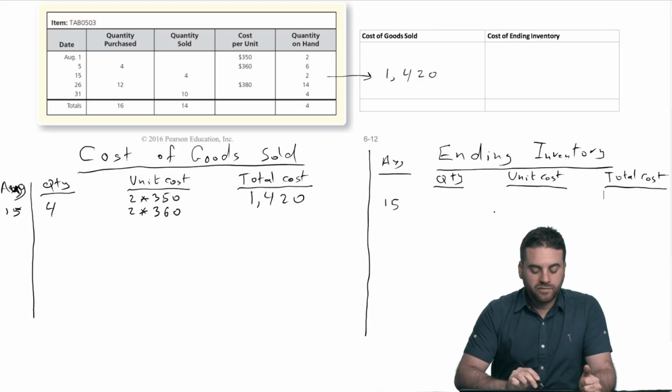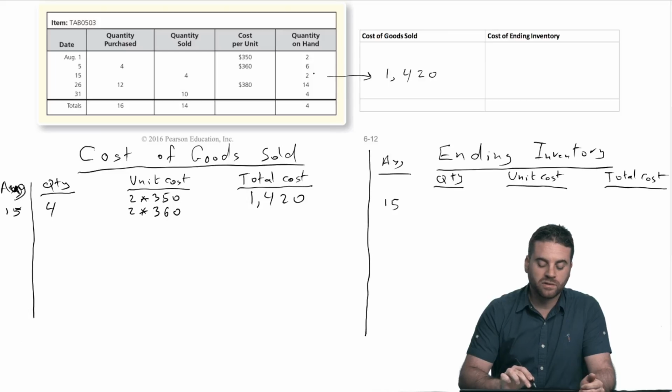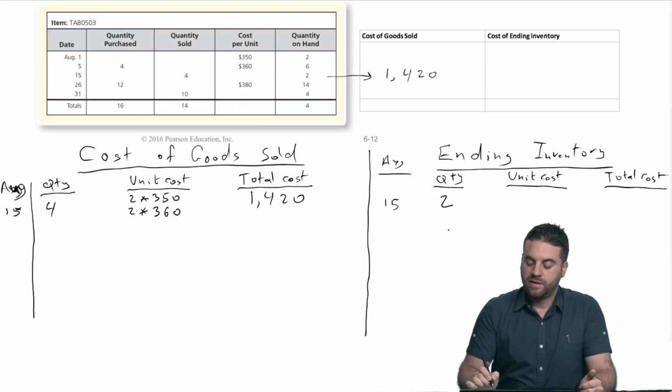So if I sold out 4 units, and just before we sell those 4 units, we used to have 6 units available. If you go back to August 5th, we used to have 6 units, and that was right before we sell the 4 units. So now that I sold 4, my leftover quantity, or the quantity on hand, is 2 units. Now, what is the cost of those 2 units?